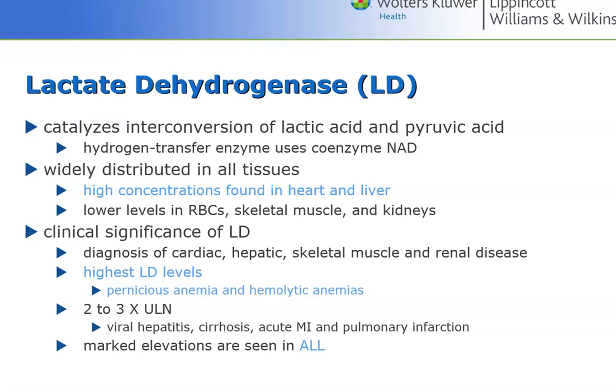And then after that, or perhaps with that, if it goes higher than what we would normally see with your hepatitis, your cirrhosis, your heart attacks, then we're going to say, okay, something must be going on with the blood. So you're going to see really high levels with your leukemia. ALL is a big one, acute lymphocytic leukemia. And your hemolytic anemias or pernicious anemias are going to show higher levels of LD than liver and heart conditions.